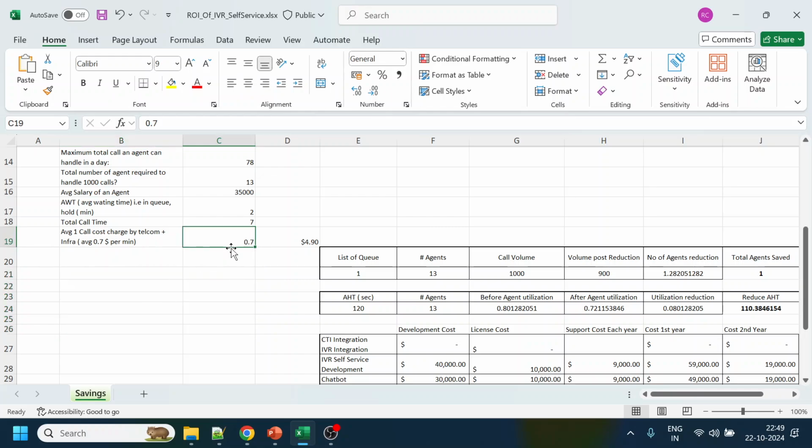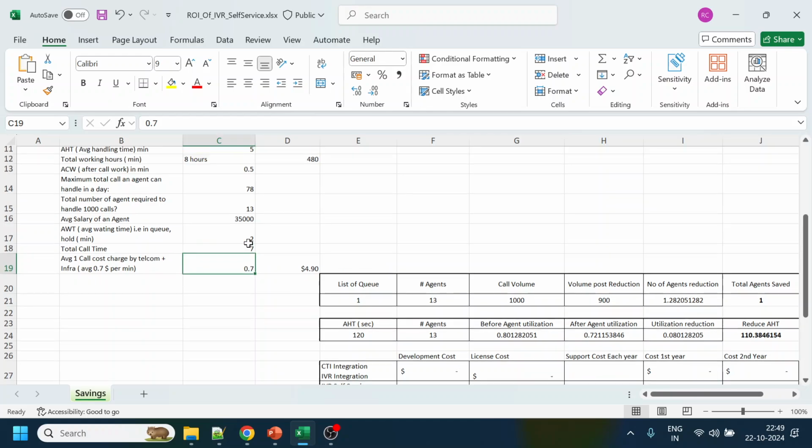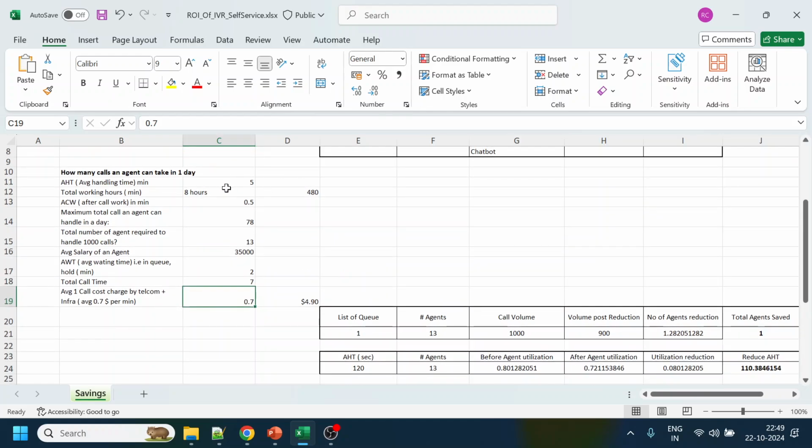So on an average, I have said that for each minute, your contact center or the company is paying 0.7, or 70 cents, per minute. Okay, this is still very reasonable. What we are saying is each call takes 5 minutes, and there is an average waiting time.